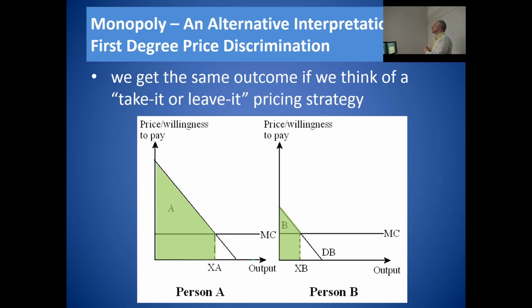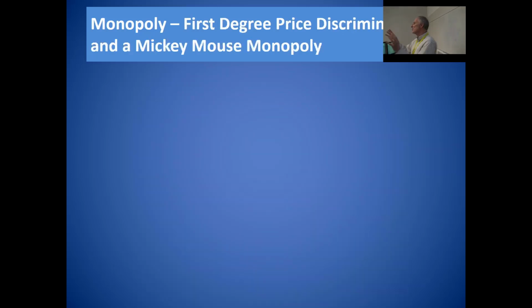Now, the way I've described it so far, you might think, well, it is very, very ideal. Does it really exist? Well, I've given you one example, but I want to just change the parameters slightly. Because this ability to extract all possible surpluses from the market does give us a very good insight into how a number of firms do adopt their pricing strategies.